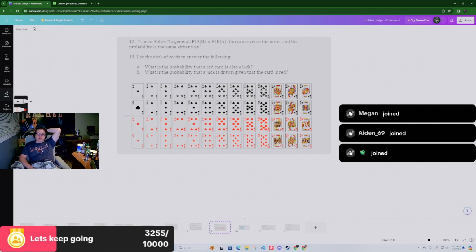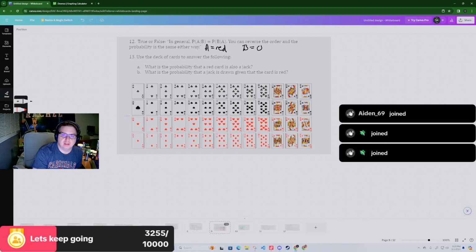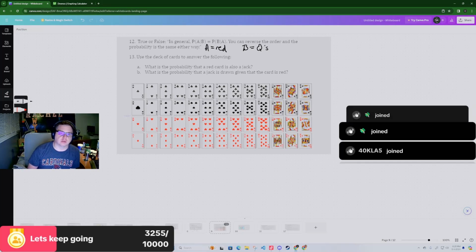And the reason being is, what is the probability? Let's say A is red and B is queens. So what's the probability of it being red given that it's a queen? So if I look at queens, there's only 4 of them and 2 of them are red. Now, let's flip-flop that. What's the probability of a queen given that they are red? Well, there are 26 red cards and there's only 2 queens. So that's a much smaller probability. So that's where you really got to pay attention. Okay?